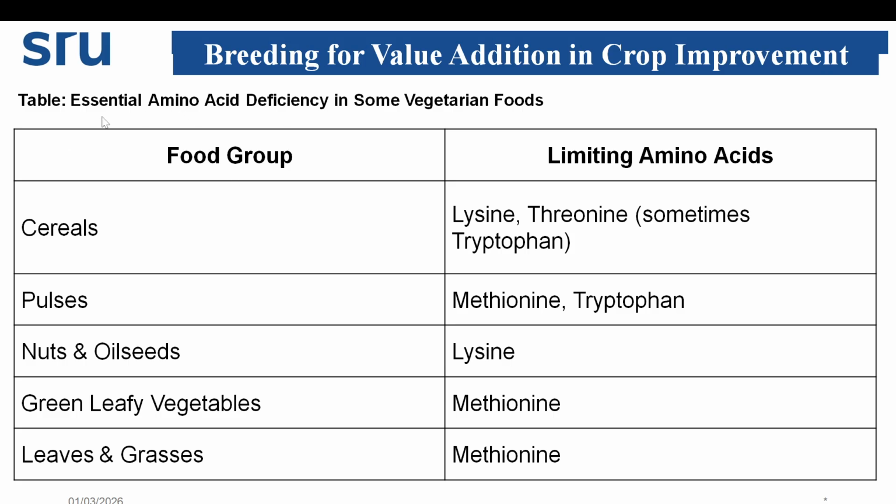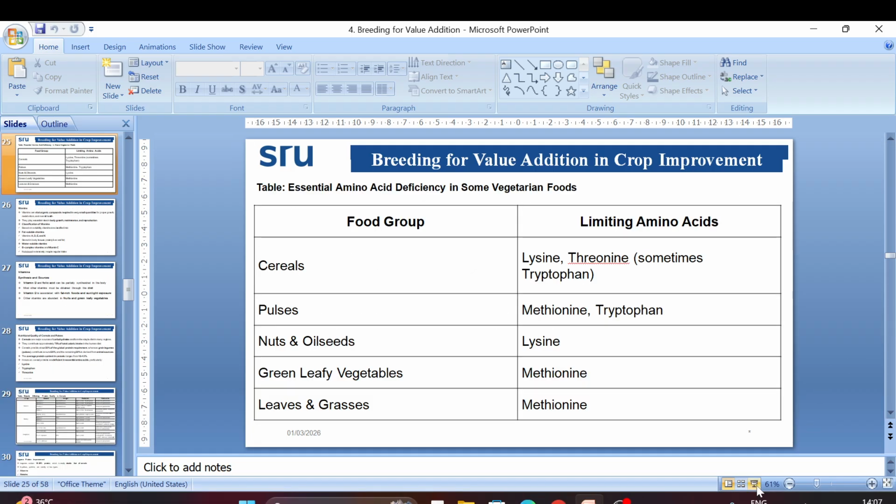See, there is essential amino acid deficiency in some vegetarian foods. In cereals, the limiting amino acids are lysine, threonine and sometimes tryptophan. In pulses, methionine and tryptophan. In nuts and oilseeds, lysine. In green leafy vegetables, leaves and grasses, methionine. So these are the limiting amino acids in some foods.